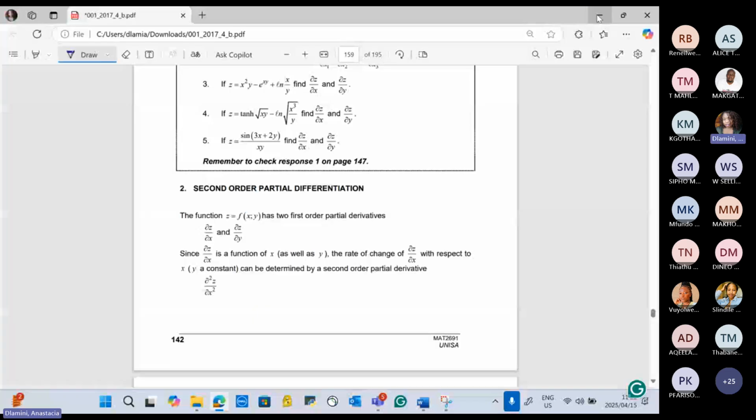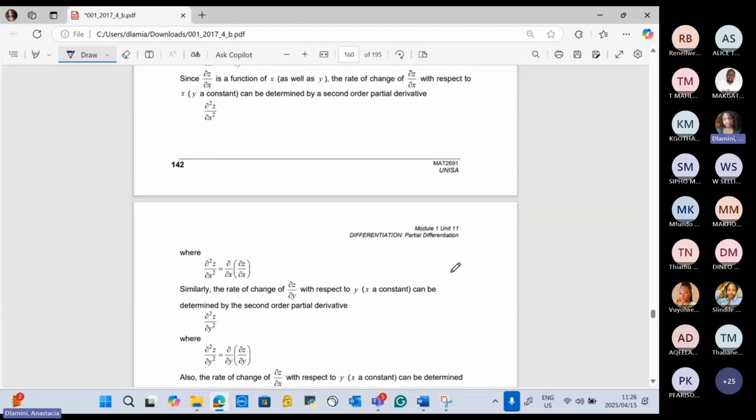They say that the rate of change of this partial derivative with respect to x or y can be determined by a second order partial derivative. So this is that. That's how you write the second order partial derivative. Are we all together up to that point? Can I move on? Yes, ma'am. All right. So how do you do this thing called second order partial derivative?